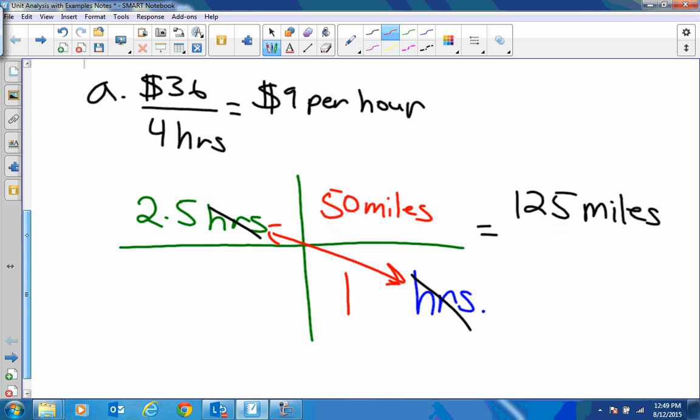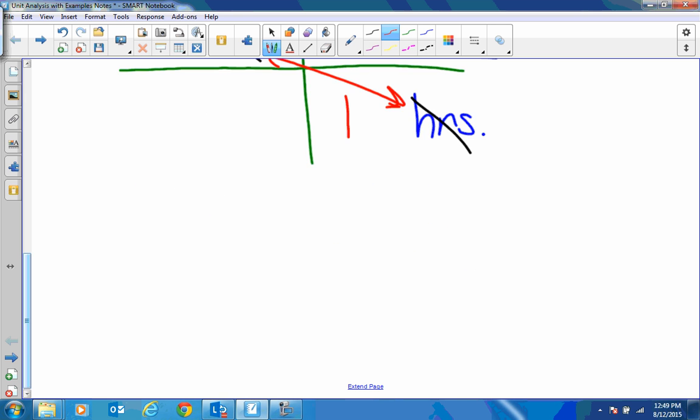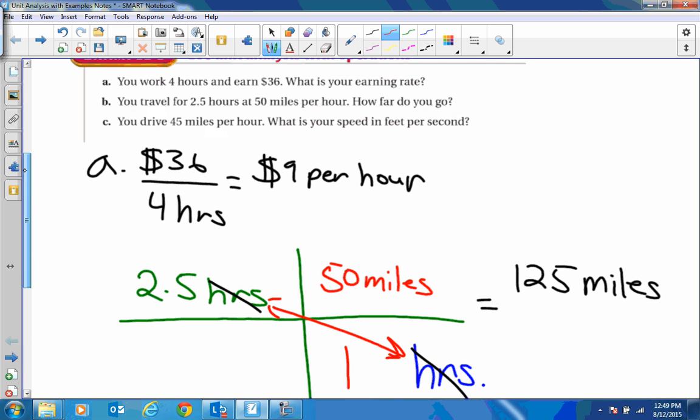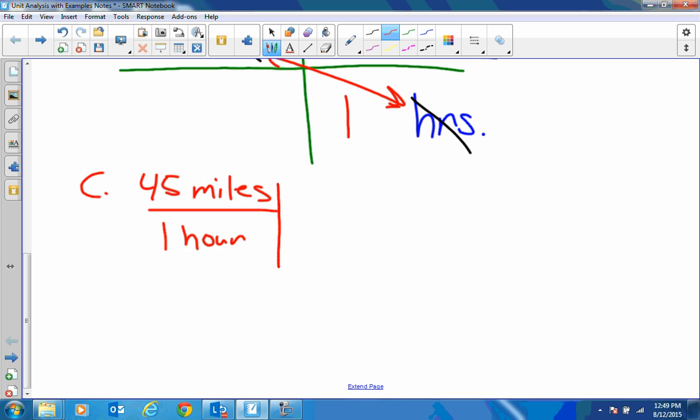Last one, we'll just keep going down. You can write this off to the side on a separate sheet of paper if we run out of room. You drive 45 miles per hour. What is your speed in feet per second? So you want to start with your 45 miles. If it says per hour, that means you want to put that on the bottom, so per 1 hour.